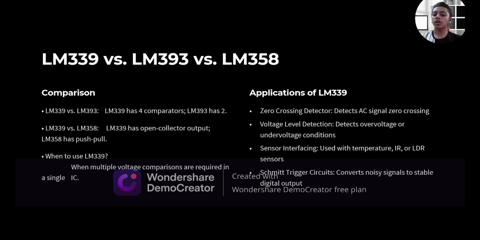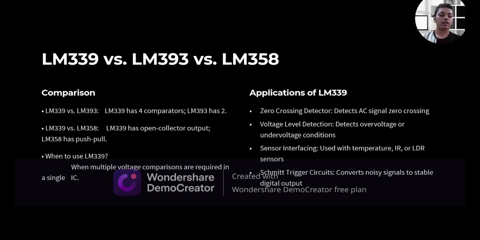LM339 has 4 comparators, LM393 has 2 comparators, and then LM339 versus LM358. LM339 has open collector output, whereas LM358 has push-pull. When to use LM393? When multiple voltage comparisons are required in a single IC. We are going to see applications of the LM339 comparator.